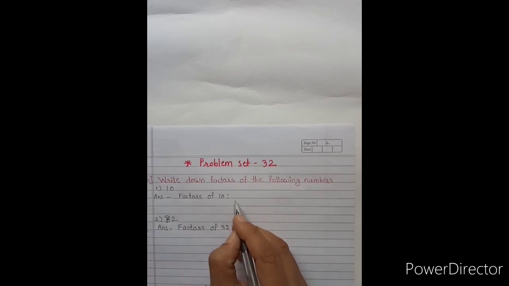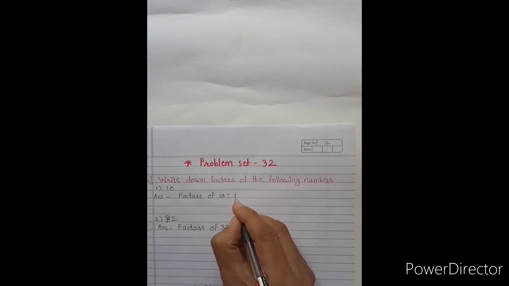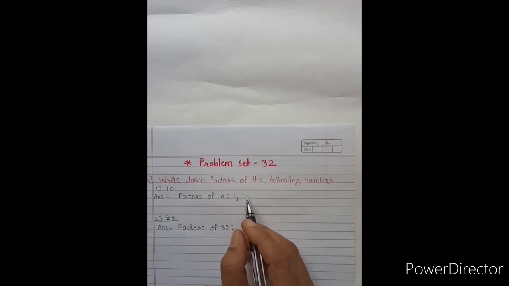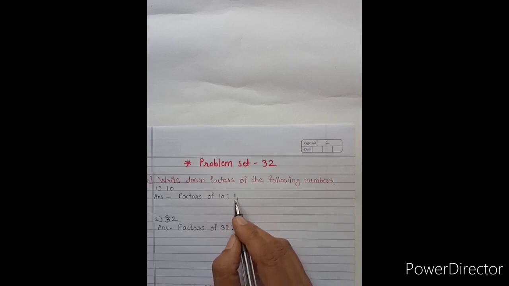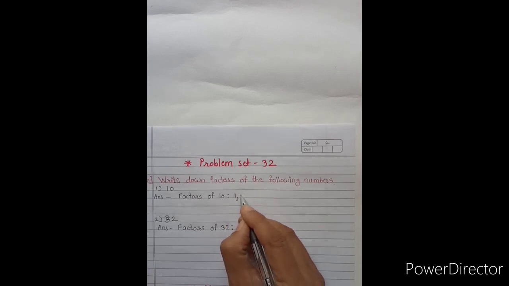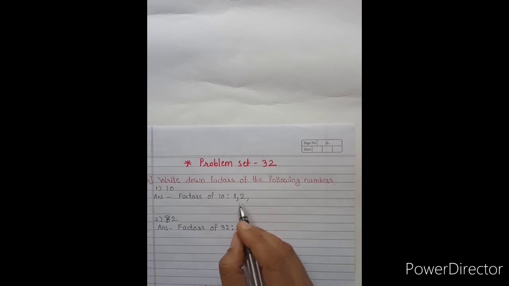So you know that 1 is the smallest factor of every number. Now 10 is exactly divisible by 2. Recite the tables, you will come to know factors. 10 is completely divisible by 2. 2 5s are 10.